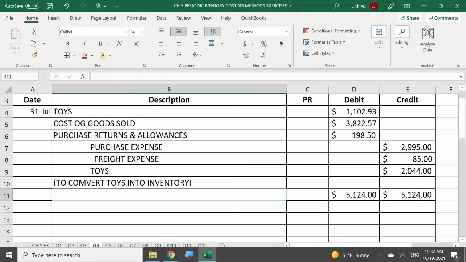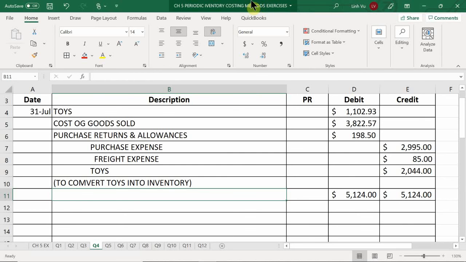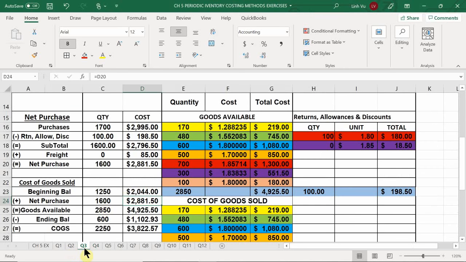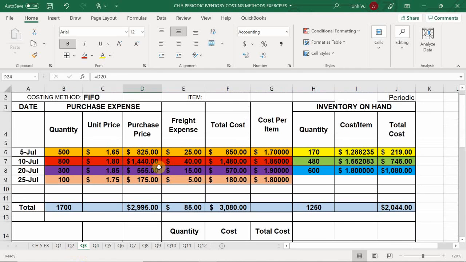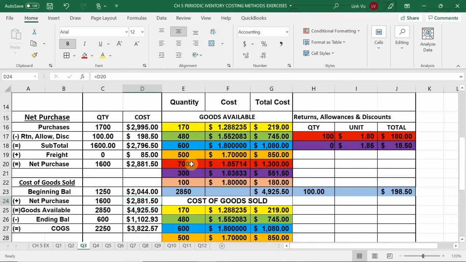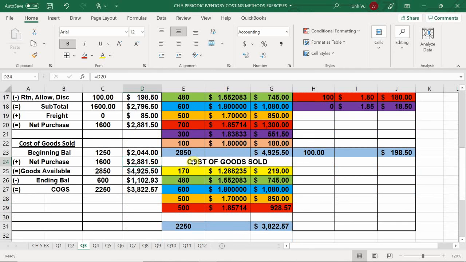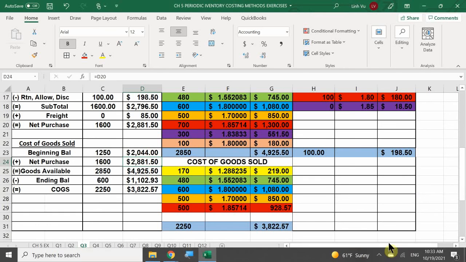All right. Any questions in regards to this exercise right here, where we're looking at what happens when we have a purchase returns and allowance, and what happens when we also introduce beginning inventory, right? Okay, so we have beginning inventory, net purchases, returns and allowances, your total goods available, and properly calculating the cost of goods sold. Any questions? No. Okay.